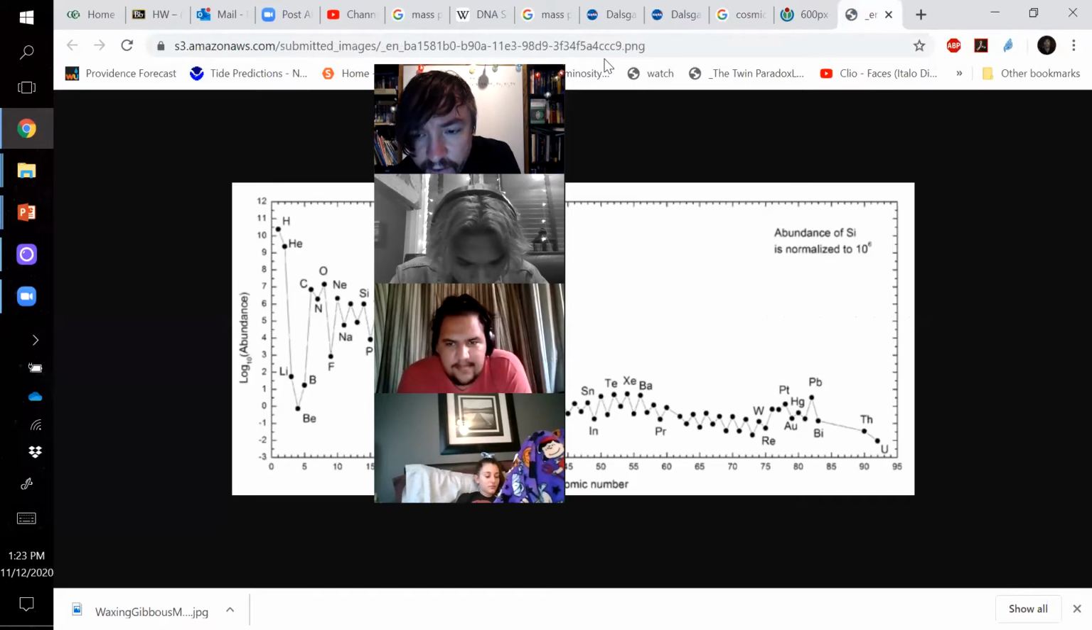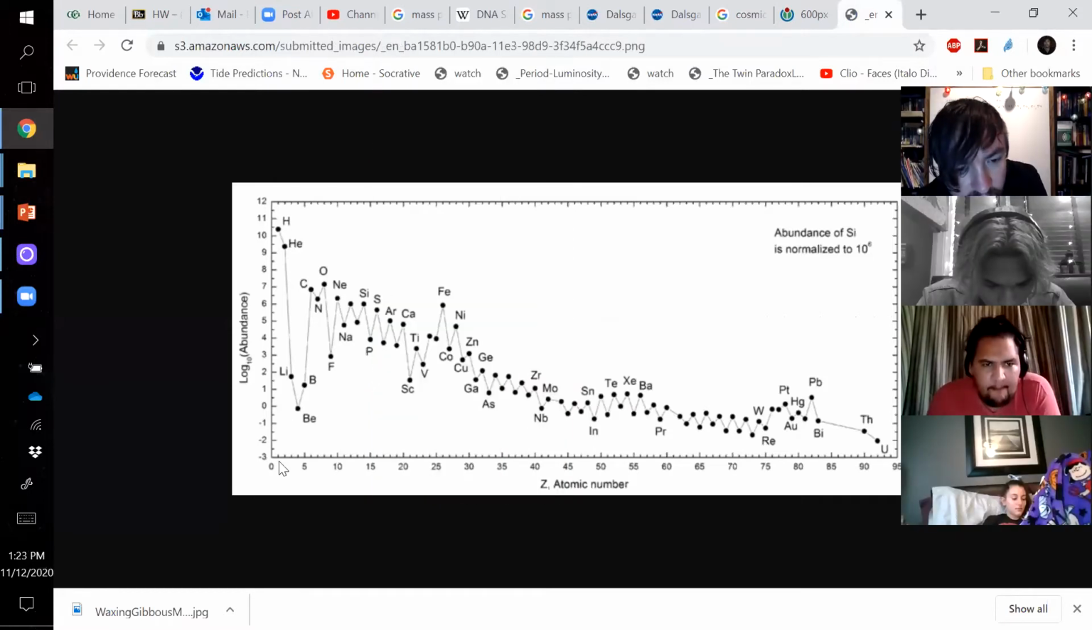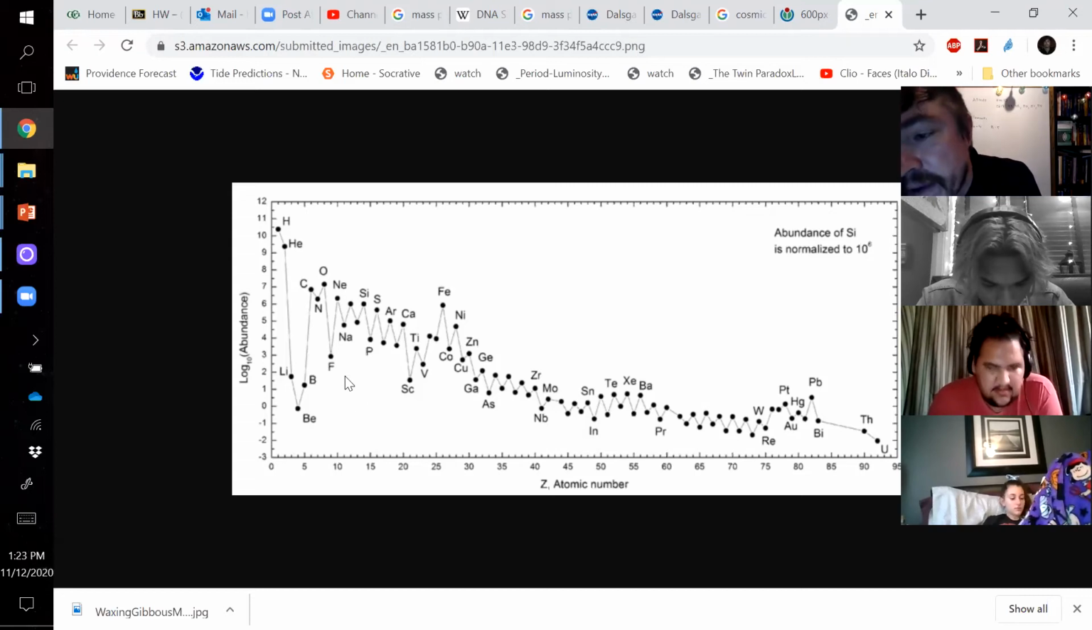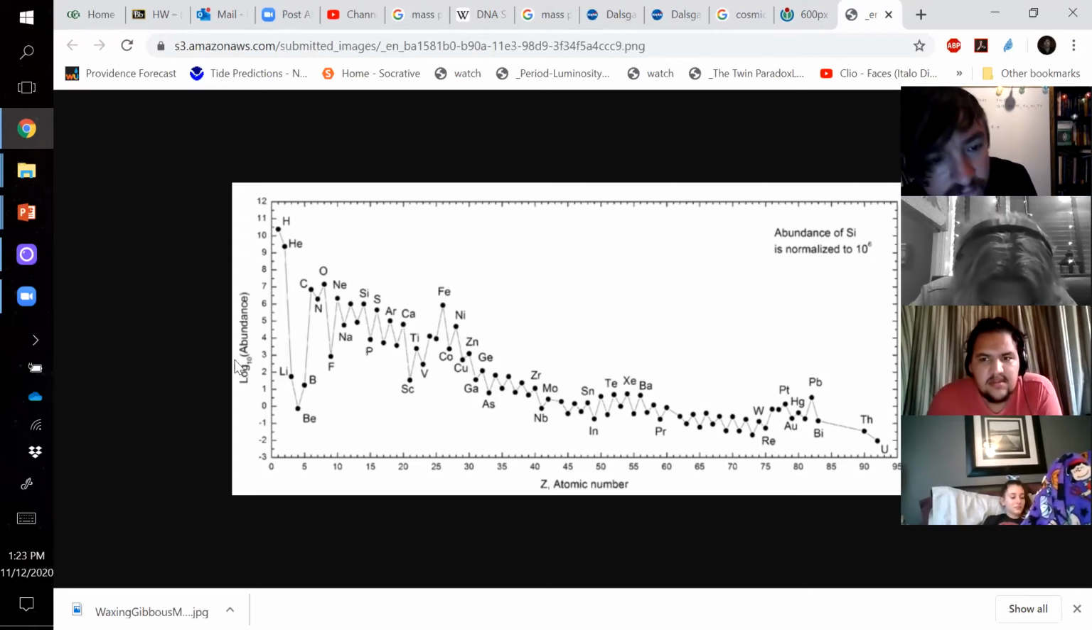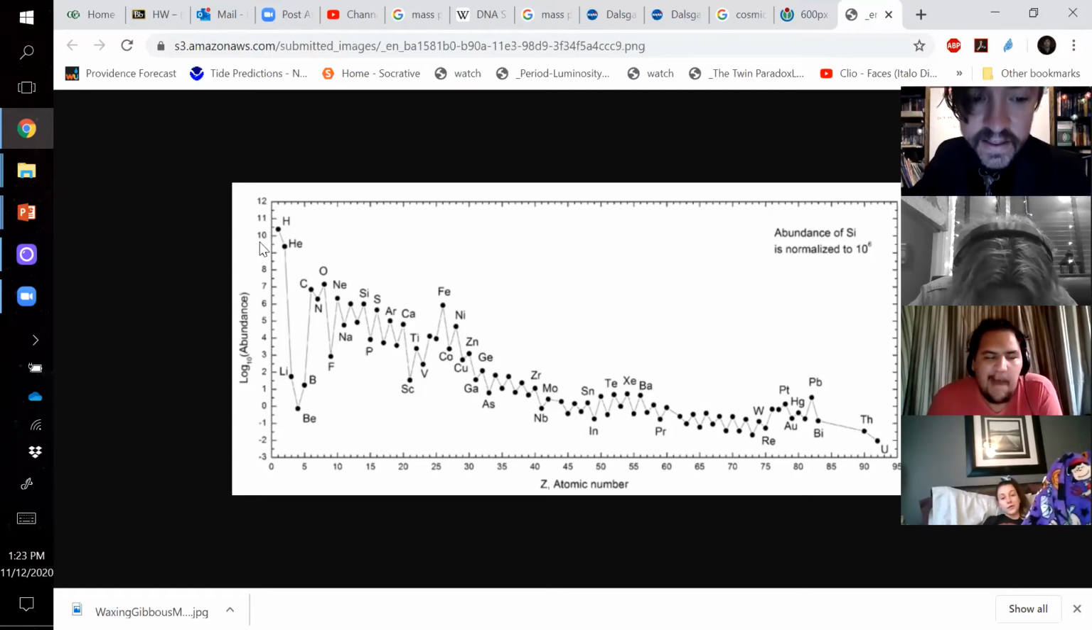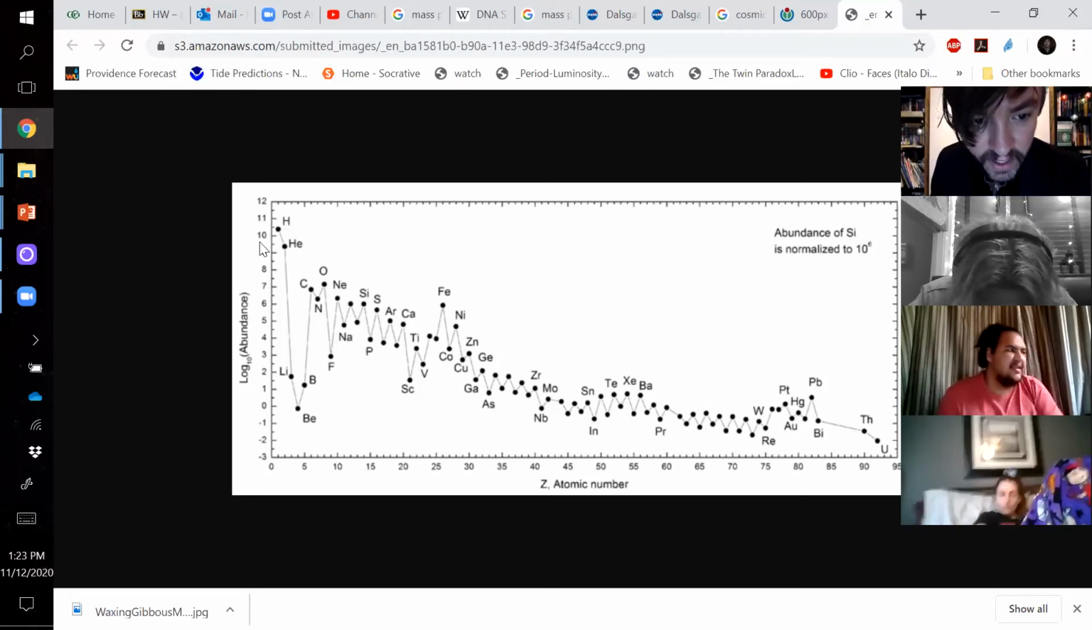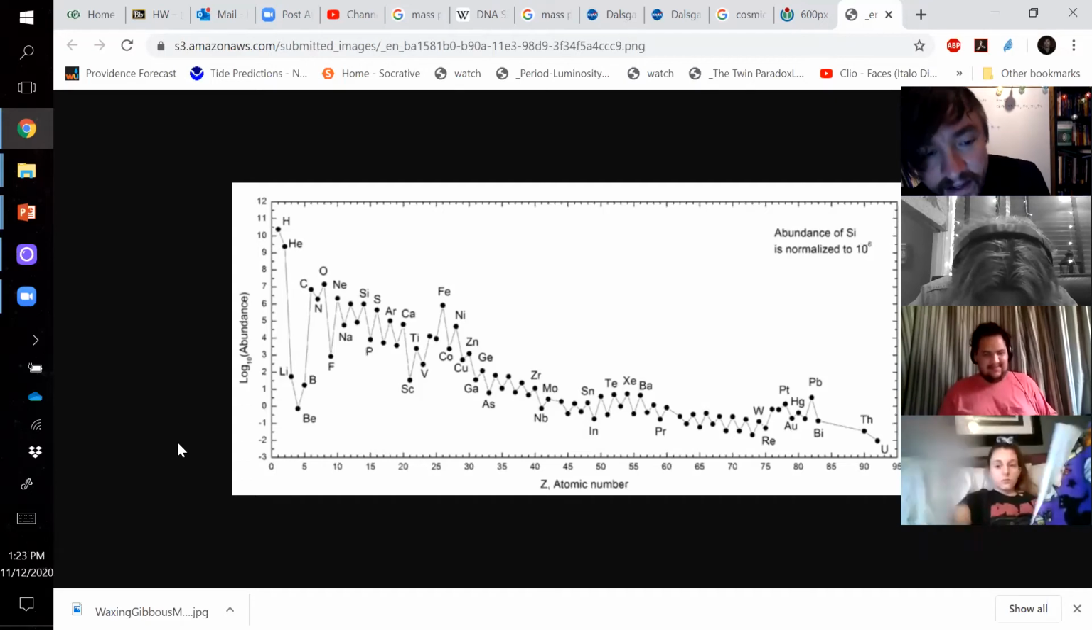Okay, let's check this out for a second. This shows you all of the elements laid out as a plot where they plot the number of protons on the x-axis. Remember, one atom differs from another atom by the number of protons in its nucleus. On the y-axis, they're showing you the relative abundance of the atoms. They're plotting it in log space.